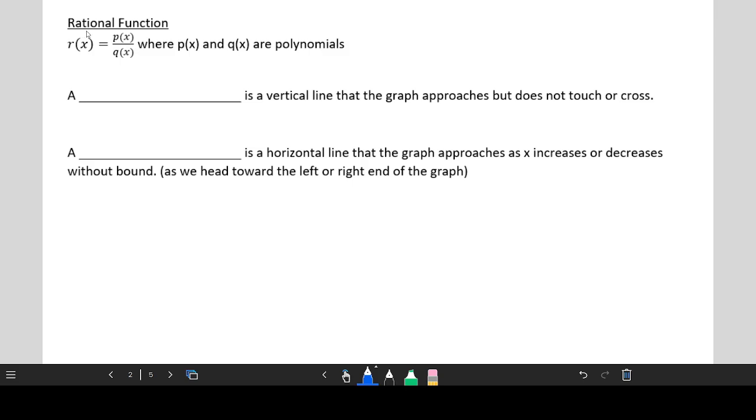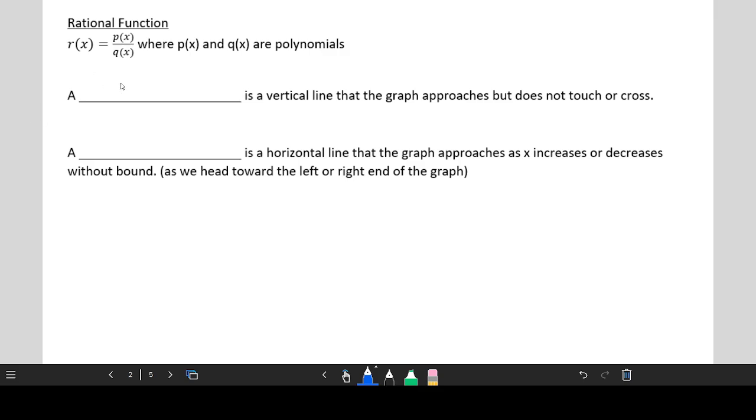Rational has the word ratio in it, and a ratio can be written as a fraction. So it's going to look like a fraction, but specifically the numerator and denominator are going to be polynomials. So we're not going to see any square roots or anything like that. It's just going to be a polynomial in the numerator and a polynomial in the denominator.